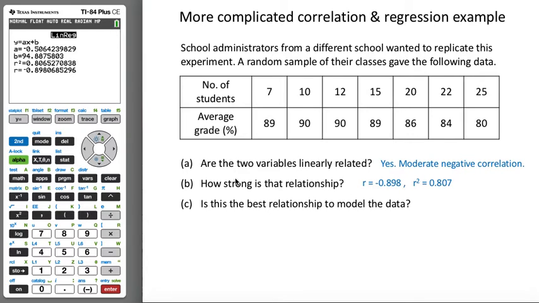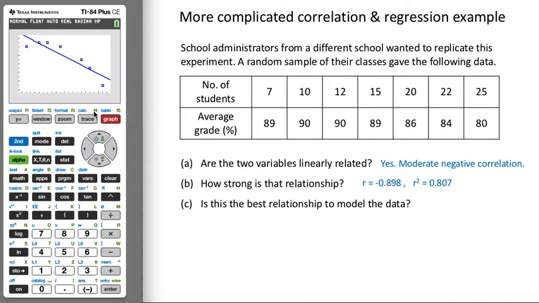Okay, but let's graph it again and see what that looks like. Okay, there's the line. Would we say that's the best relationship to model the data? Is a linear model the best model for this? Well, by looking at this, I'll probably say not, won't I? There's a few ways we could test that.